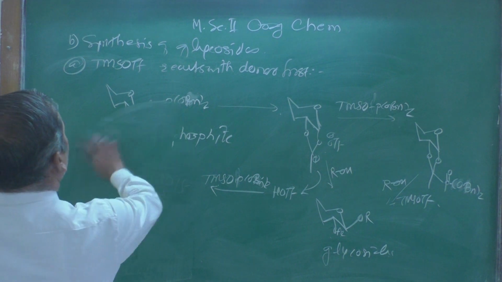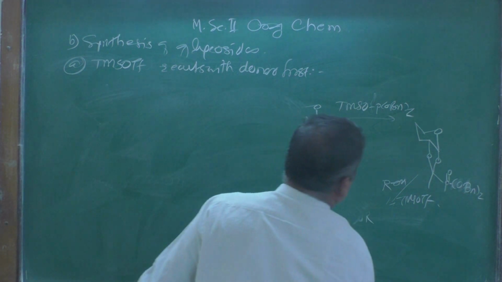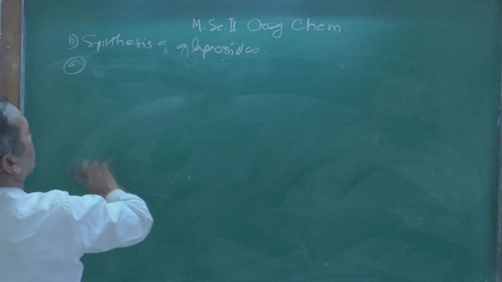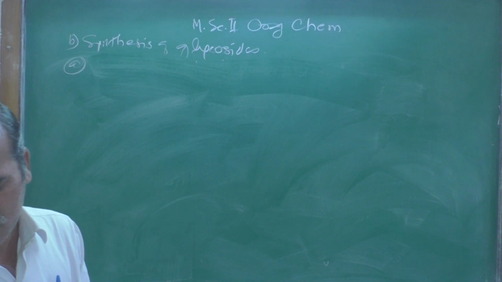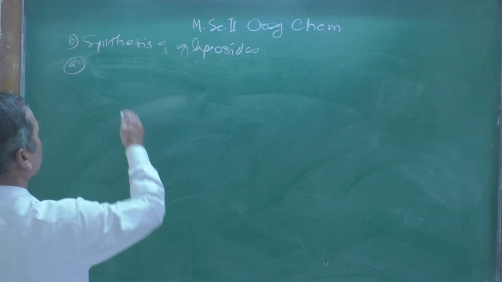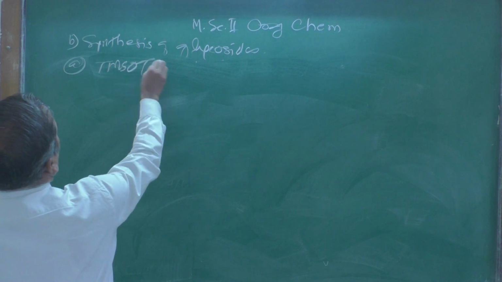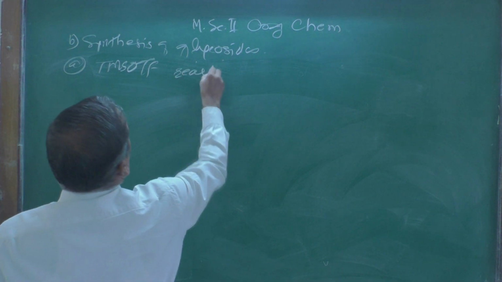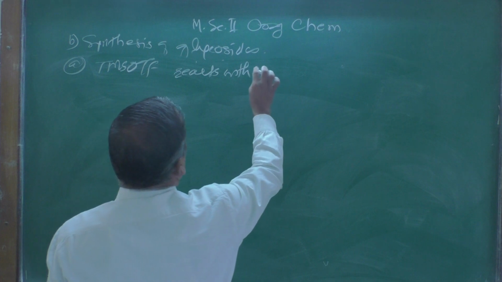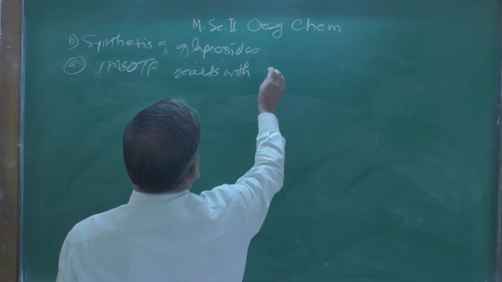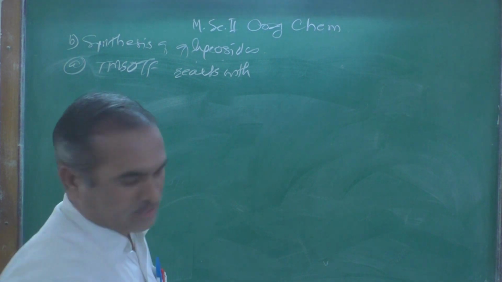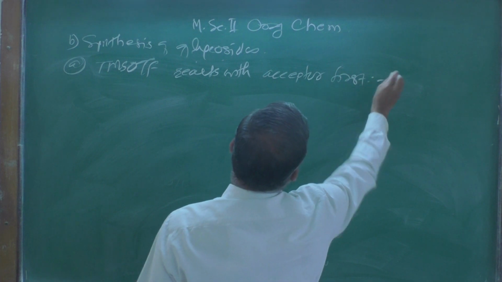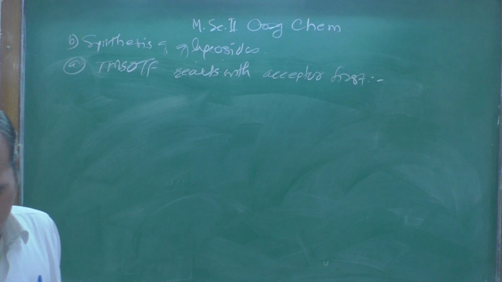donor. Let us see another point over here, how it can be shown. Let's see the TMSOTf reacts with acceptor first. TMSOTf reacts with acceptor first. Let's try to draw here.